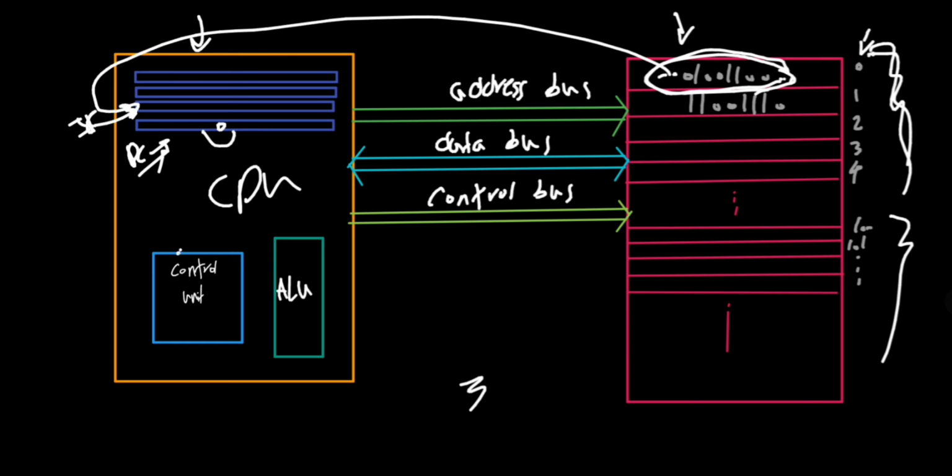Then the control unit here, which has that table, would compare this pattern of zeros and ones with its entries, and if they match, it would issue the related signals, and therefore the ALU would execute the instruction.